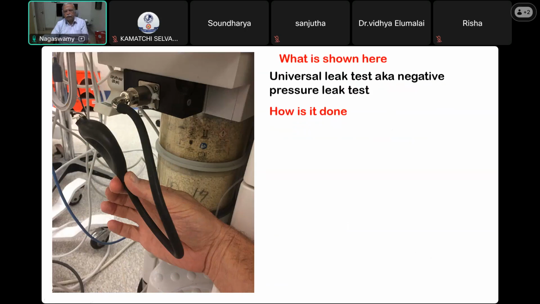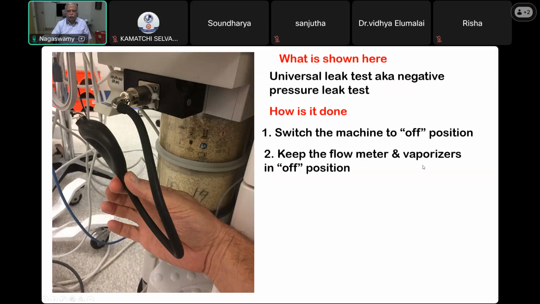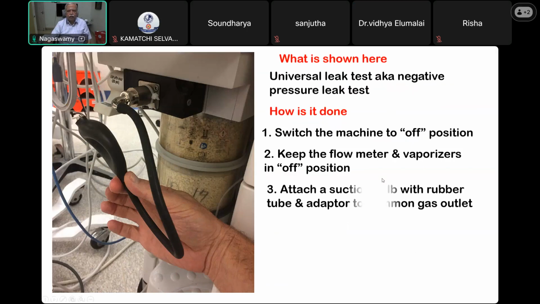How to do this? We have to squeeze the bag and connect it to the machine when the machine is off, sir. It should not refill. Switch the machine to off position. Very good. Then keep the flow meter and vaporizers also in off position. All the flow meters should be closed and vaporizers should be in off position.